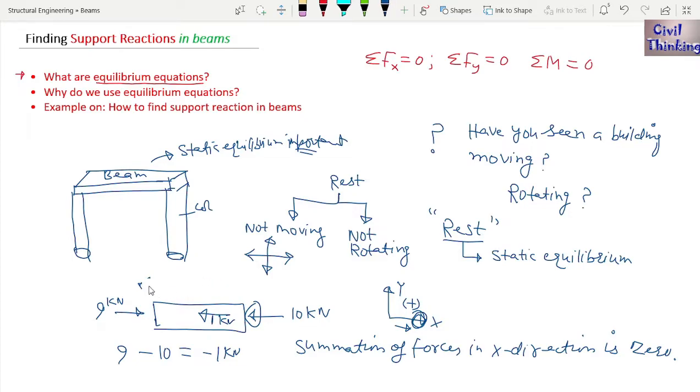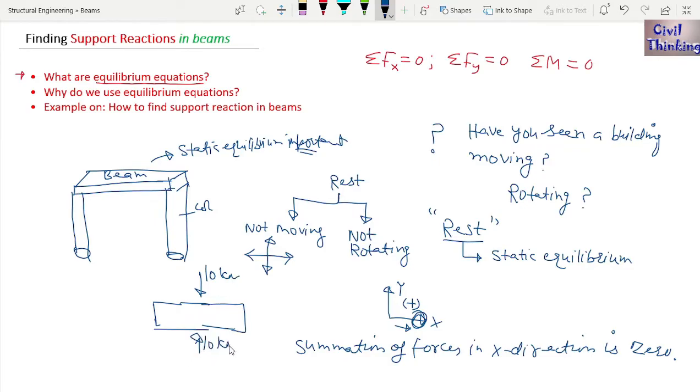Now if I consider the forces in the y direction, I think you get the idea. Now if I consider this as 10 kilonewton and this as 10 kilonewton, and this is the positive direction, an upward vector, I write 10 here, then this is plus. This is opposite to this vector, so it is going to be minus 10. So 10 minus 10 is 0. It means there will be no motion in the y direction. That means there is rest, there is static equilibrium, right?